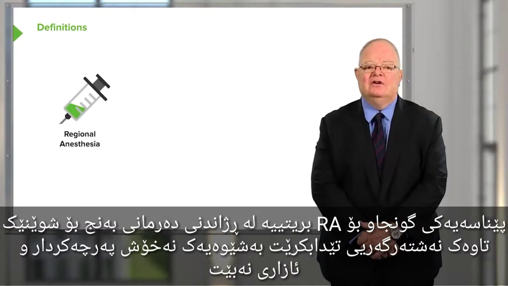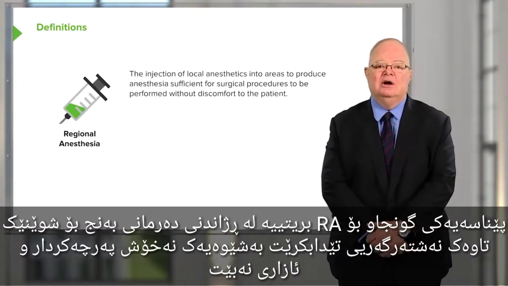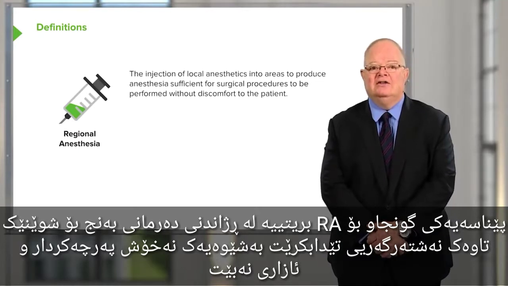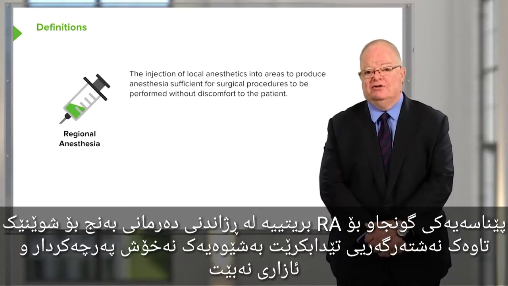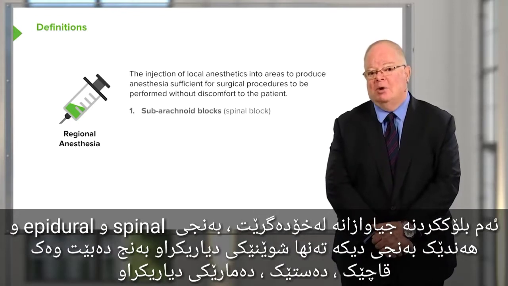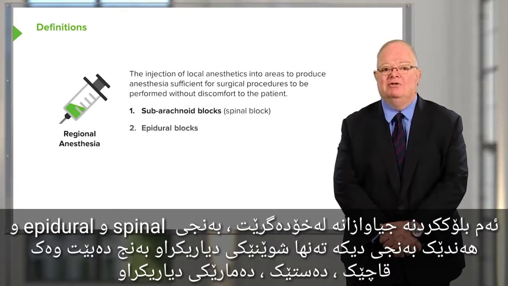So the definitions are pretty straightforward, actually. The injection of local anesthetics into areas to produce anesthesia sufficient for surgical procedures to be performed without discomfort to the patient. That's regional anesthesia. And that's typical of subarachnoid block or spinal block. It's also typical of what we see with epidural blocks.